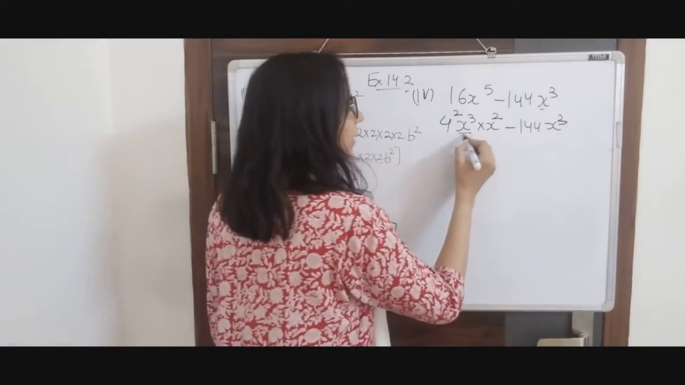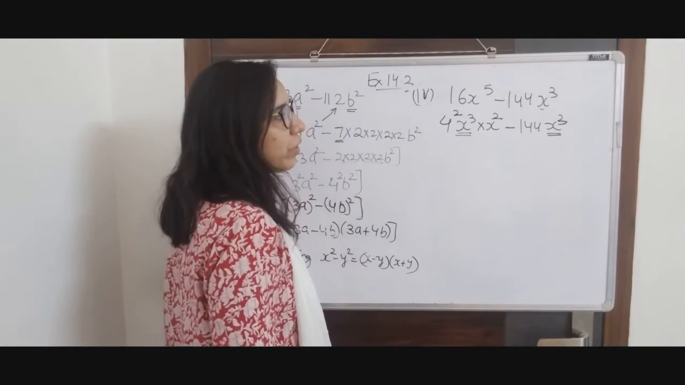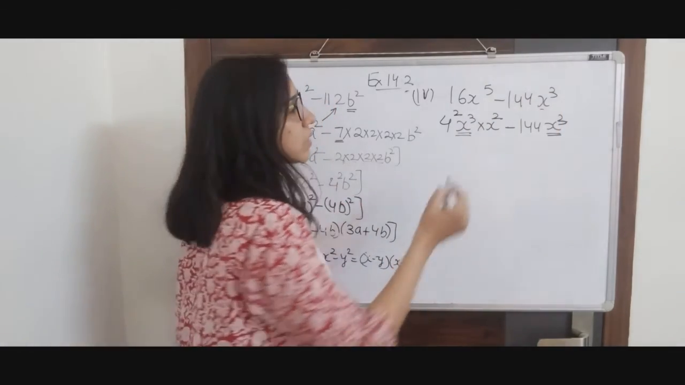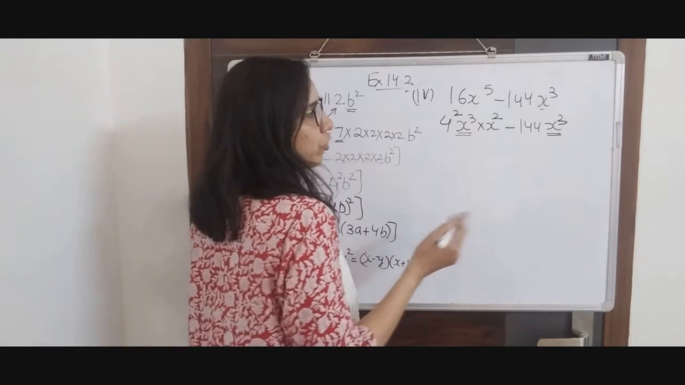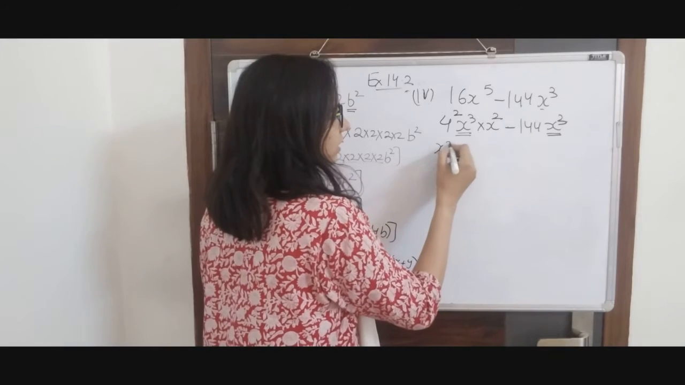Now x^3 can be taken out from both these terms. Why are we doing it? Because x^3 cannot be written in the square form. Similarly, x^5 cannot be written in square form. So we are going to take common out whatever we can take out. So we are going to take out x^3.